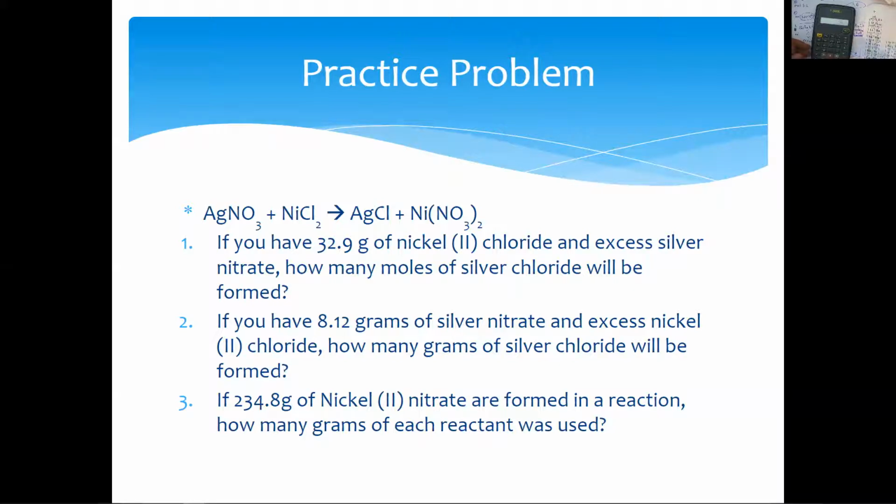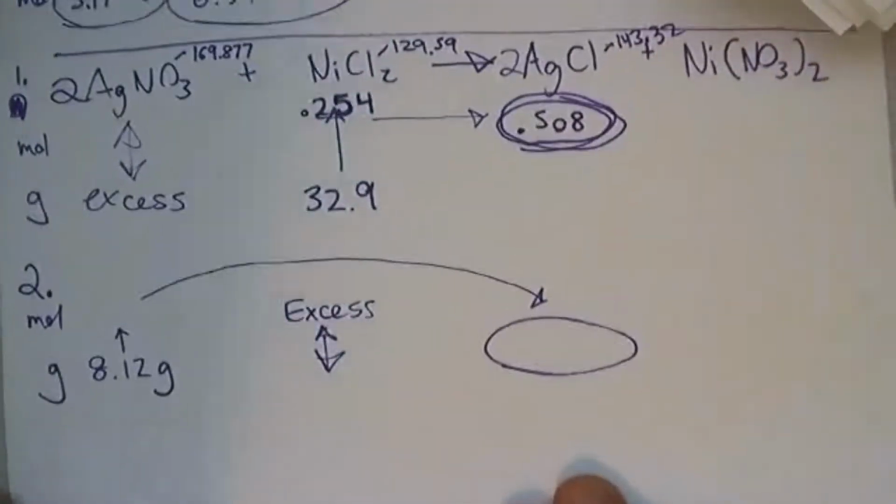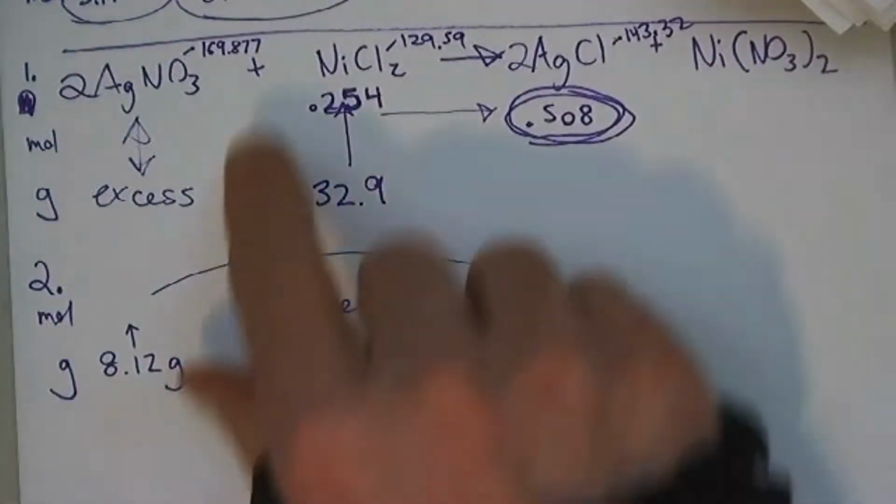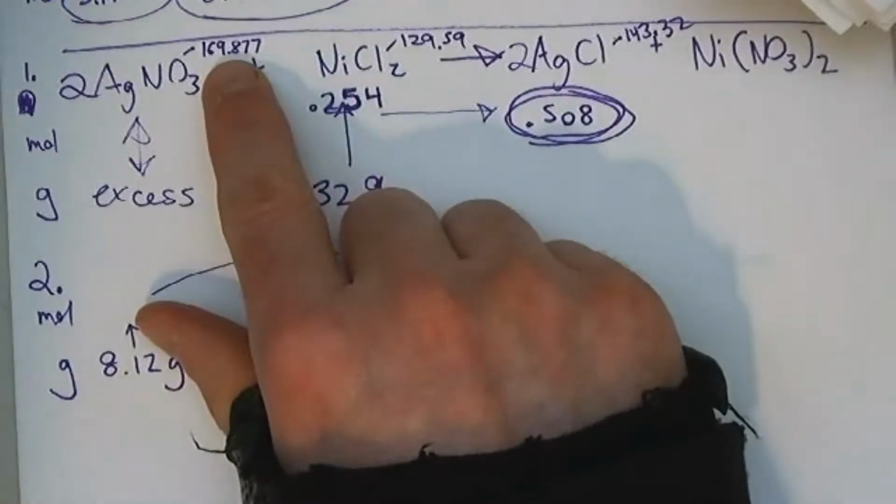107.87 plus 35.45 is, and this one here is 143.32. Okay. I'm going to stop sharing so you guys can see better. Okay, so I've labeled, I have the starting mass. I figured out the molar mass here.